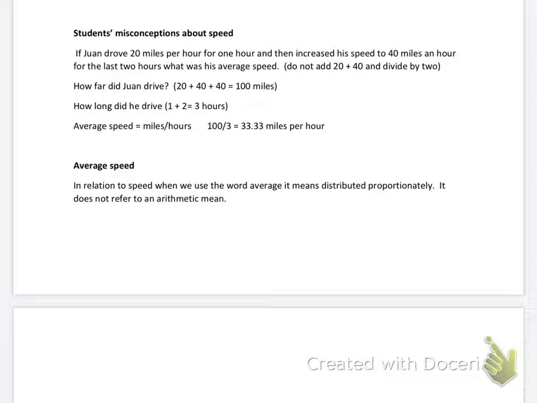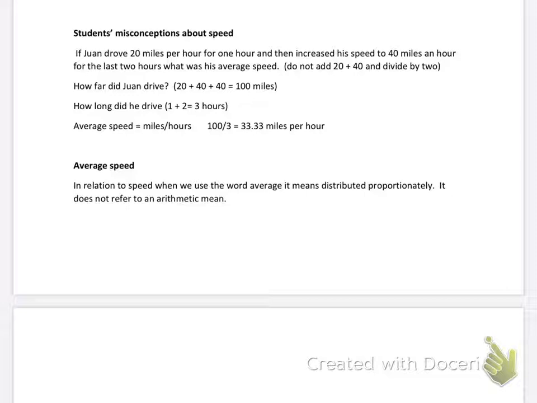So if they tell you in a problem that Juan drove 20 miles per hour for 1 hour and then increased his speed to 40 miles an hour for the last 2 hours, what was his average speed? Many younger high school students will just grab the two numbers that they have in the equation, the 20 and the 40, and they'll add them and divide by 2 and get 30. But that's not accurate. So you have to consider how far he drove.